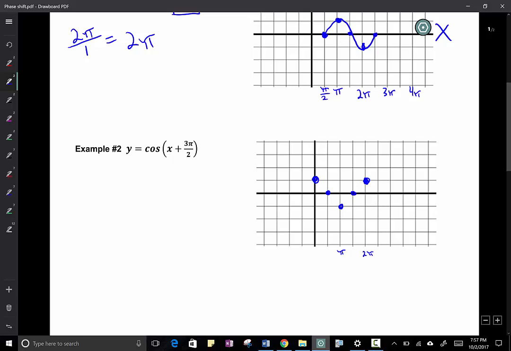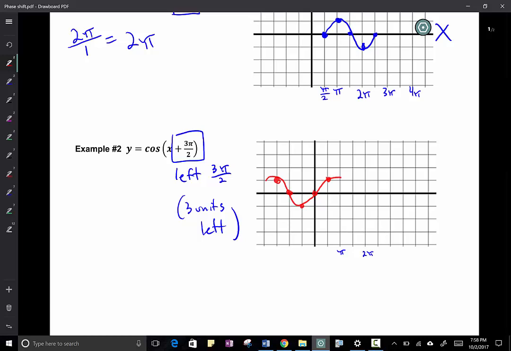However, it's shifted left 3 pi over 2, which is basically 3 units left. Okay, so I'm going to take these points and I'm going to go 1, 2, 3. I'll use a different color so you can see it. I'll go 1, 2, 3, move that one there. Then 1, 2, 3, move this one here. 1, 2, 3 there. 1, 2, 3 there. So notice my original was in blue. We're erasing that, and we're actually graphing this. That is a cosine graph shifted 3 units to the left.